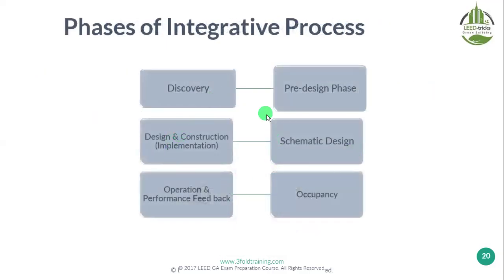Integrative process in LEED goes through some phases: discovery phase, design and construction, implementation, and operation and performance feedback. Take a screenshot or photo of this screen.